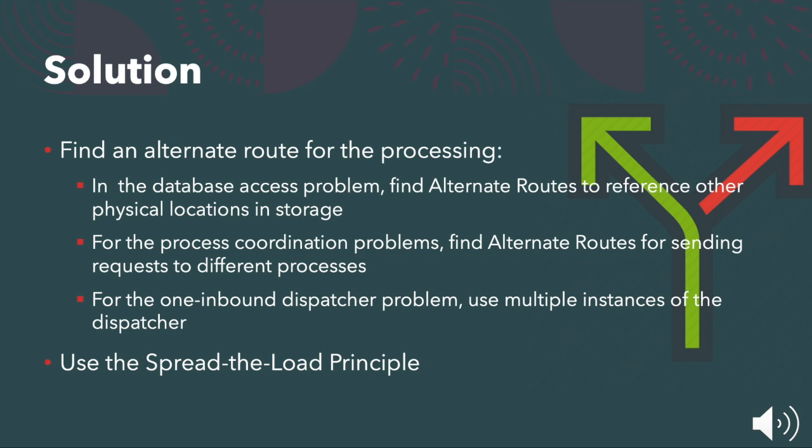In the process coordination problem, requests might be routed to different processes. In the specific case of processes making serialized updates to a RAM databank, there might be a parallel process used to instead update separate parts of the databank. The instances mentioned are also examples of the spread the load principle, since they route access to different physical locations of a hardware component.